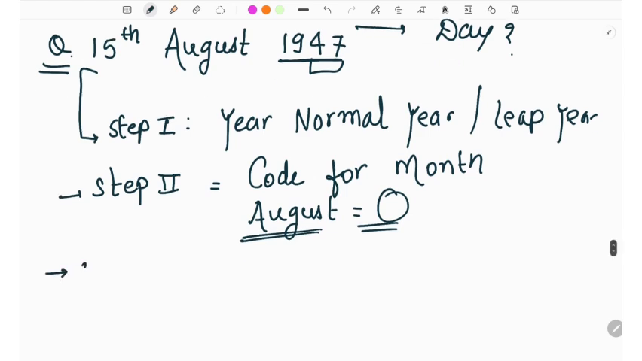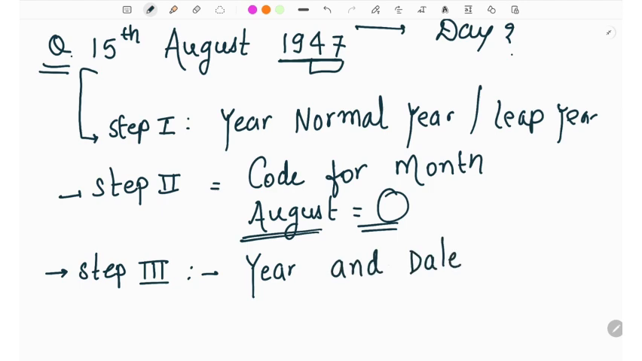Moving on to the next step, step 3. In step 3, whatever the year is given and the date is given, you have to divide these two entities by 7.